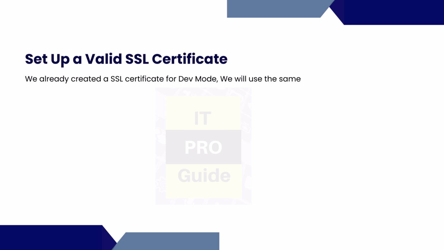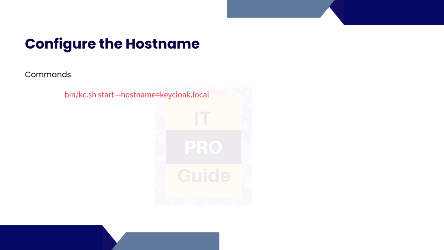So the first step is to set up a valid SSL certificate. We already created an SSL certificate for the development mode and we will use the same, so there is nothing new for us to learn here. Then configuring the host name. The host name configuration through the command line parameter is when you start Keycloak, you provide --hostname equal to keycloak.local, which is my host name. If you have something else, you can provide that.